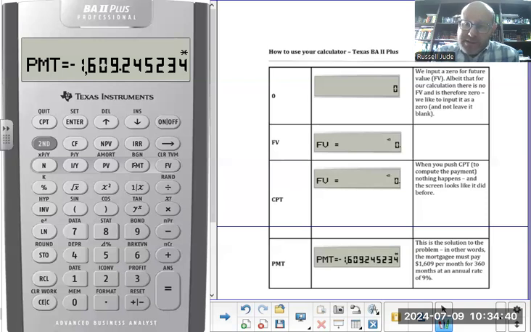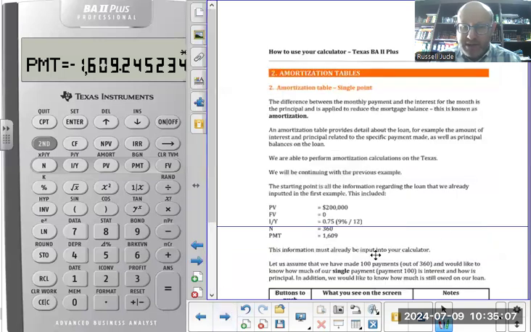360 months, 0.75% interest per month, and a monthly payment of $1,609. That is all the data relating to our particular loan. And remember, before we can start any kind of amortization function, I need to put all of this data into the calculator. Now the calculator's got it all in it. Now we can start with an amortization function.